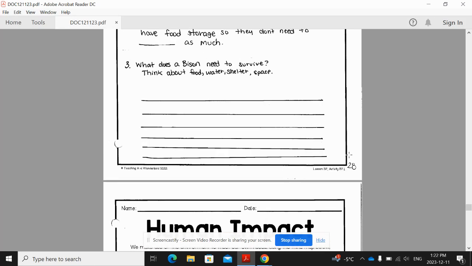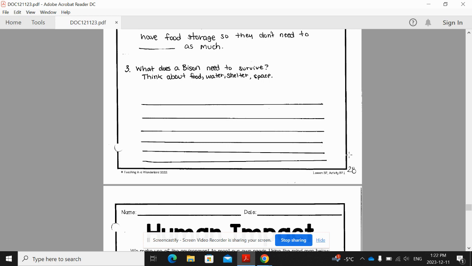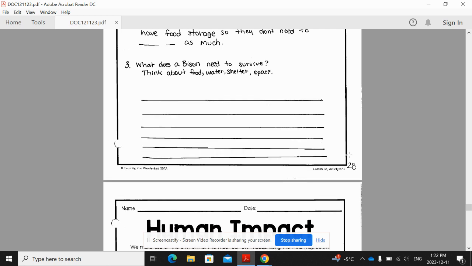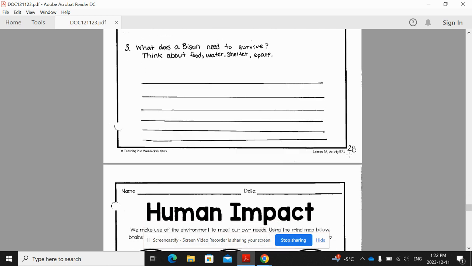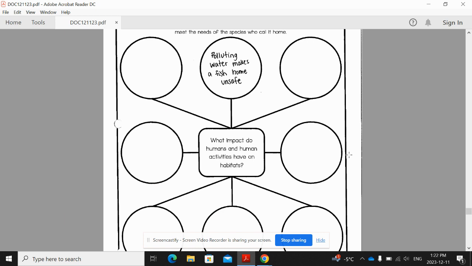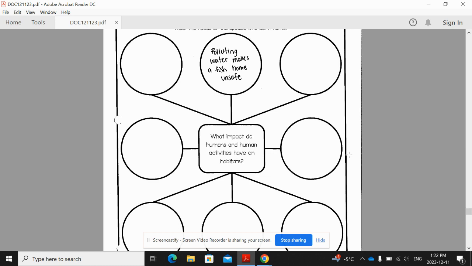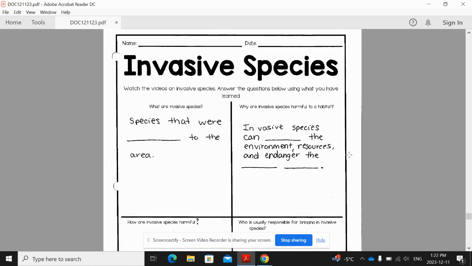That last question there is one that you'll be doing. It says, what does a bison need to survive? Think about food, water, shelter, and space. And that'll make more sense once you hear the reading. Human impact. This is where you're going to write what impact human activities have on habitats. An example that I put here is polluting water makes a fish home unsafe.